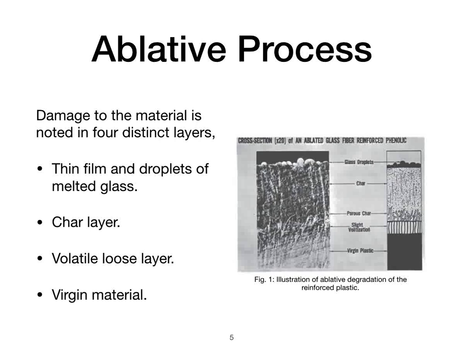The volatile loose layer is adjacent to the char layer and has been designated as such because of the slight loss of organic resin. The virgin material lies beneath these damaged zones and has experienced little or almost no rise in temperature.